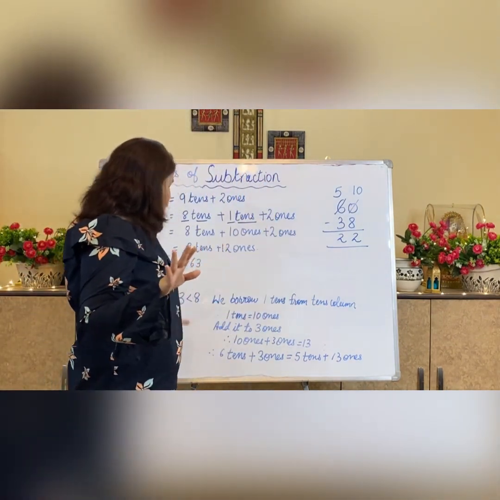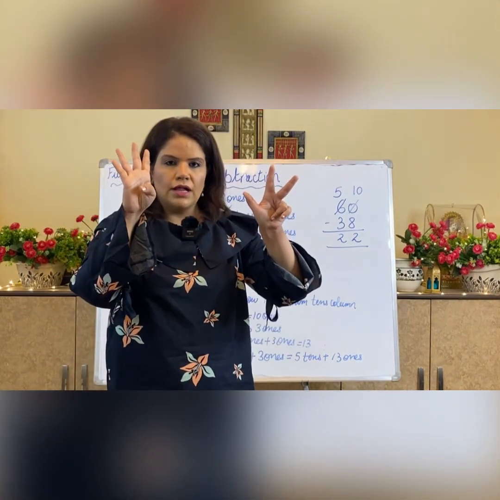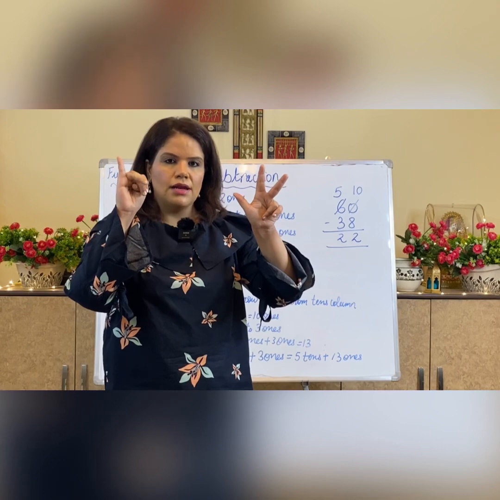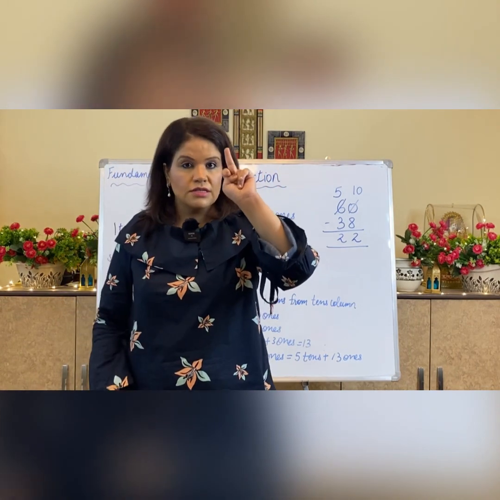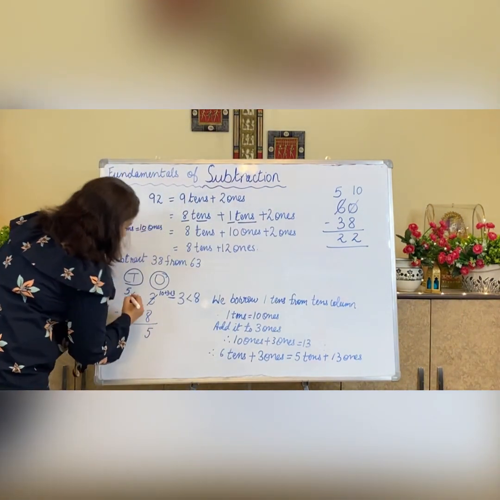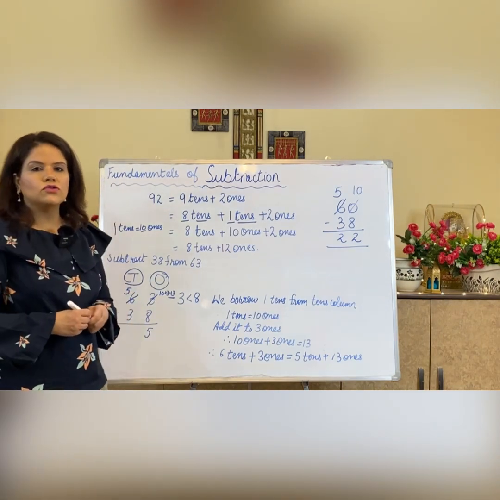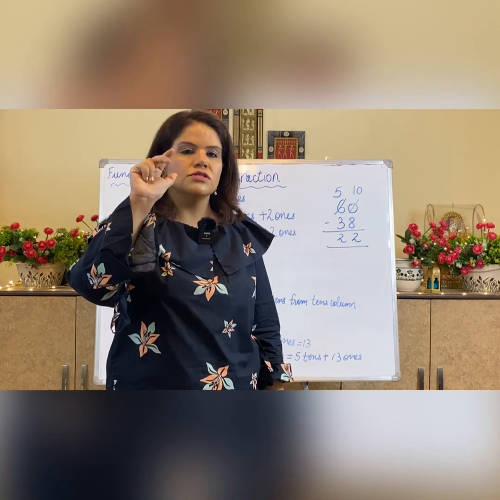From 13, I will go in backward counting. 13 is in my mind. 12, 11, 10, 9, 8, 7, 6, 5. This 5 was my last figure. So this will come here. And from 5, if I have to subtract 3, this is 5 and I have to subtract 3.